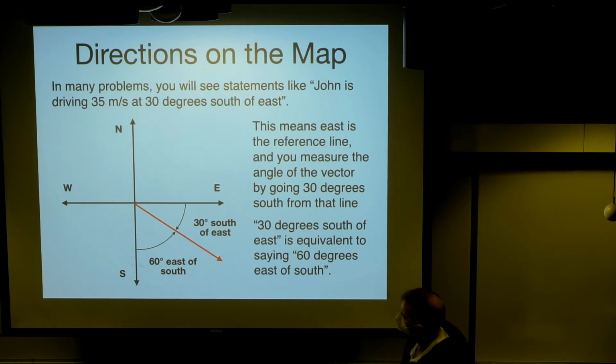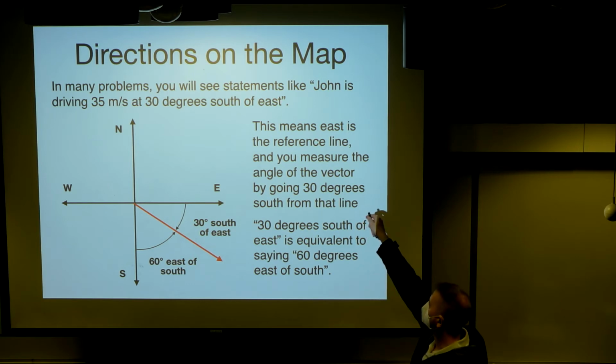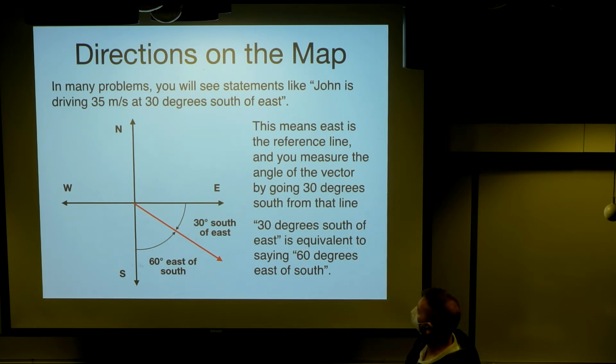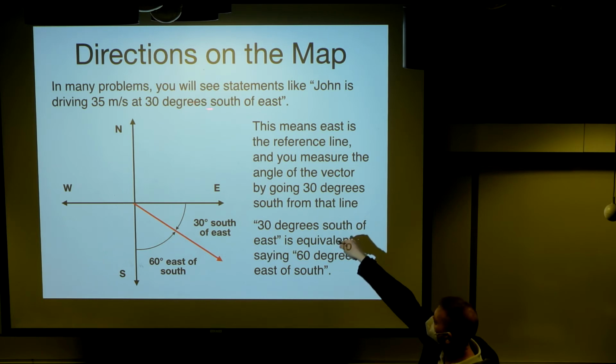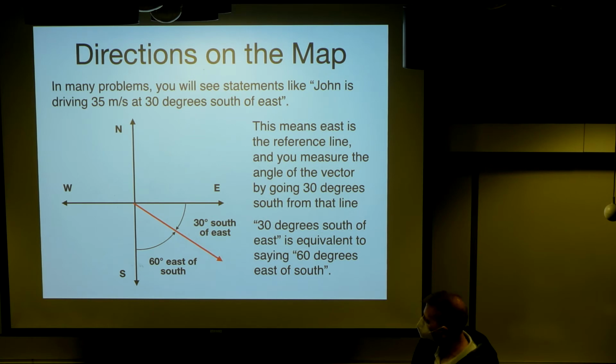Just want to be clear what it means when you see a statement like the following. In a problem, you might see something like this: John is driving 35 meters per second at 30 degrees south of east. So let's be clear about what this little part means, south of east.